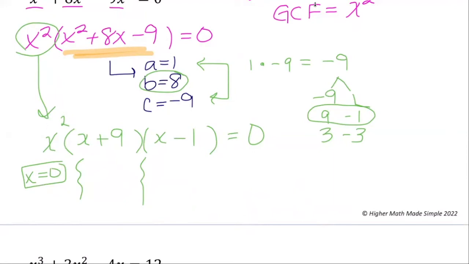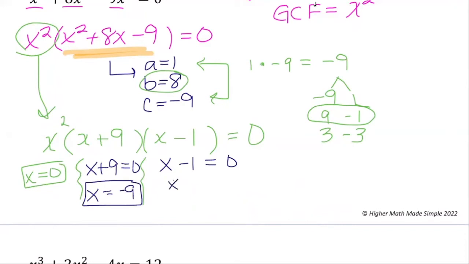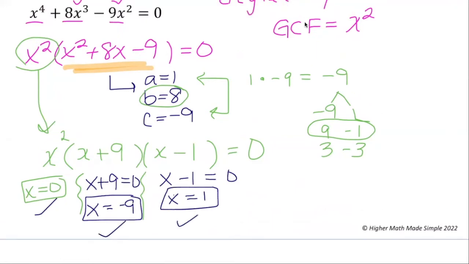Okay, so now we're going to also set x plus 9 equal to 0, and we're going to set x minus 1 equal to 0. So when we solve for these equations, if we subtract 9 on both sides, we get -9. And if we add 1 to both sides, it's a +1. So a lot of people like to think of it as they're just going to be opposite signs.